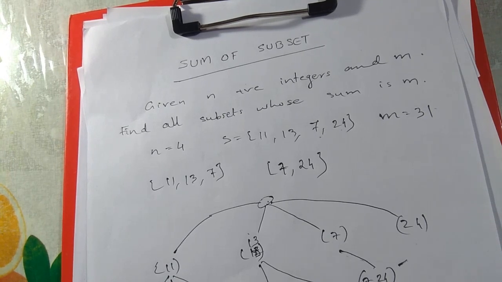Hi, we are continuing our discussion on the sum of subset problem. Given n positive integers and m, we have to find all subsets whose sum is m. In the last video, we have seen there are two ways to formulate this problem.